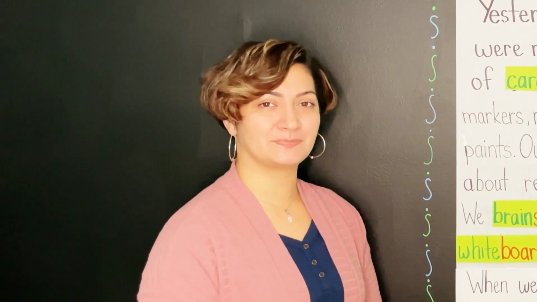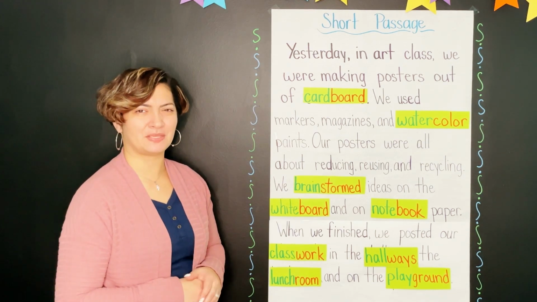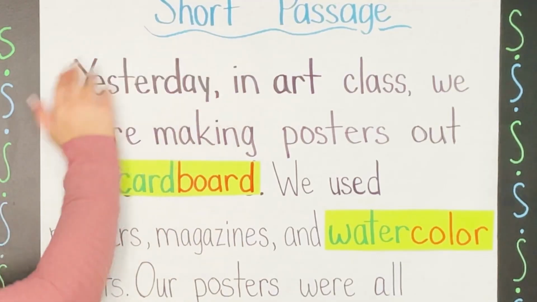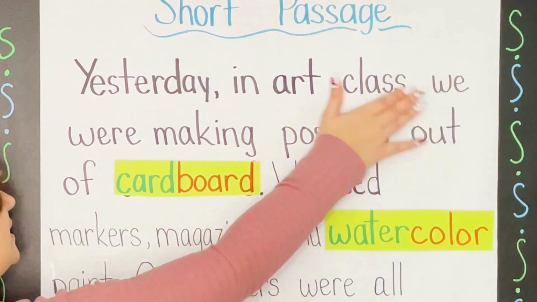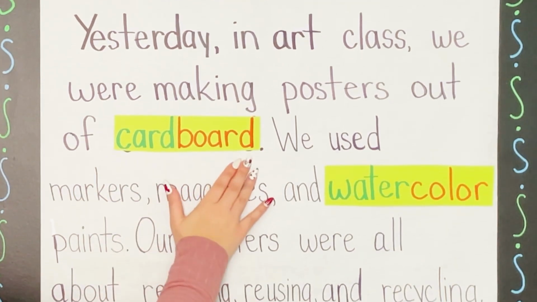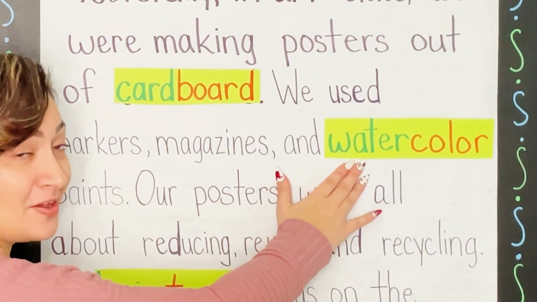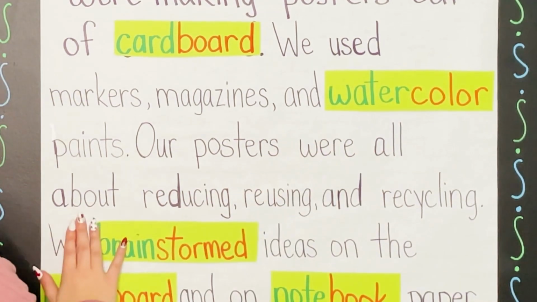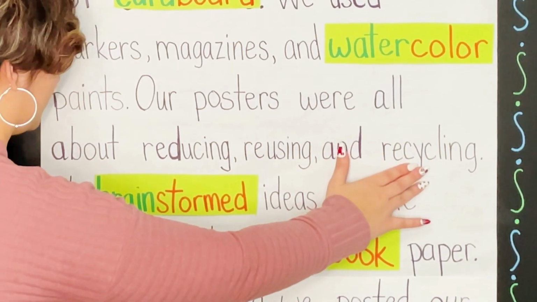Can we reread this passage so that we can fluently read straight through instead of choppy sentence by sentence? Yes, okay, let's reread. So short passage, all right? Yesterday in art class, we were making posters out of cardboard. We used markers, magazines, and watercolor paints. Our posters were all about reducing, reusing, and recycling.